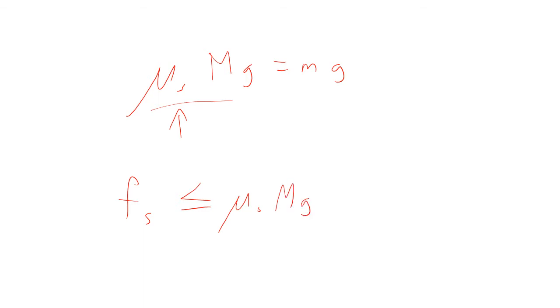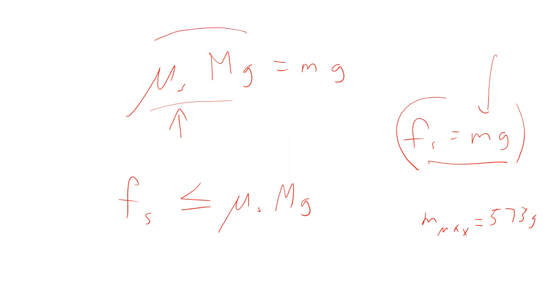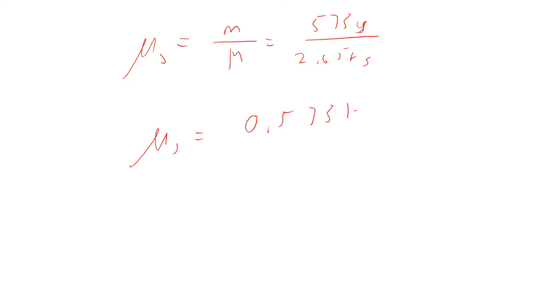So the frictional force will always be equal to little mg if it's not moving. It doesn't matter what little m is. When little m reaches 573 grams, that's the maximum it can be. So the frictional force will always be this up to that point, and at that point, the frictional force is equal to that. So we can do algebra, the g's cancel, and so mu sub s is going to be equal to little m over big M, so that'll be 0.573 kilograms divided by 2.65 kilograms. So mu sub s is going to be 0.216.